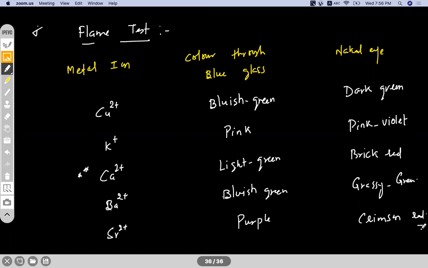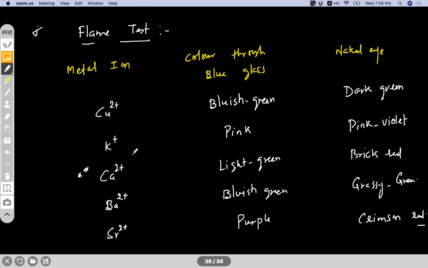So basically we have a platinum wire that we use with concentrated HCl. We take this concentrated HCl in a china dish, in which we put the mixture which we need to examine. We moisten the mixture with the help of concentrated HCl, and then we heat this. We get the metal chloride. That metal chloride we heat in a Bunsen flame, and then through the blue glass or naked eye, we observe the color. So the procedure is not important. They ask only the color for this.